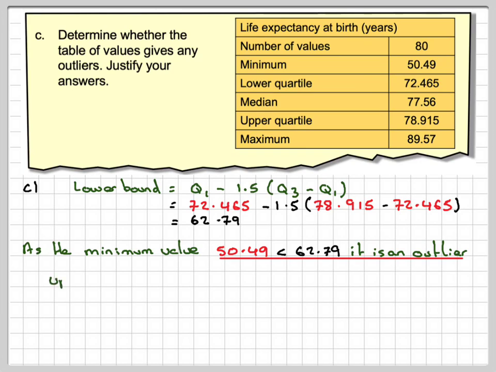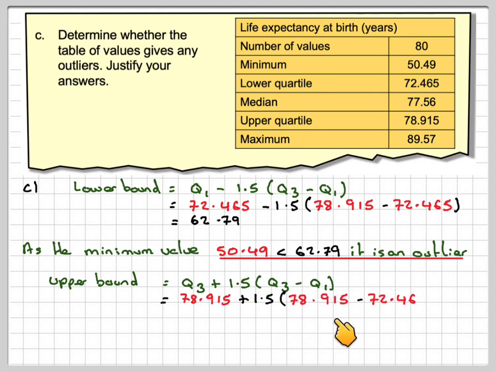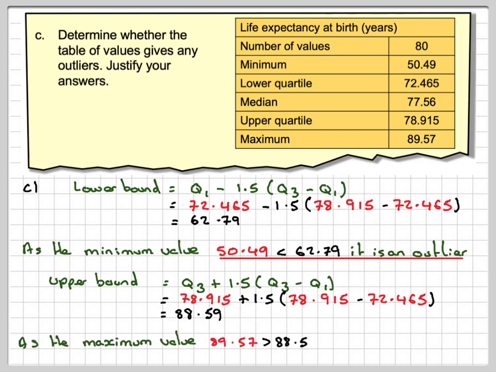The upper bound is going to be Q3 plus 1.5 times the interquartile range. So Q3 is 78.915 plus 1.5 times 78.915 minus 72.465, which is going to give 88.59. So as the maximum value of 89.59 is greater than 88.59, it is going to be considered as an outlier.